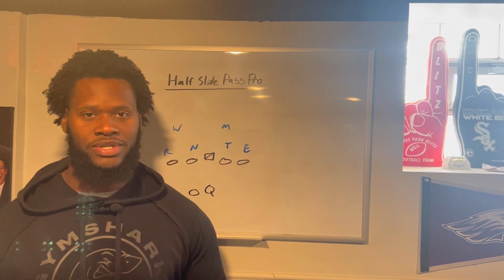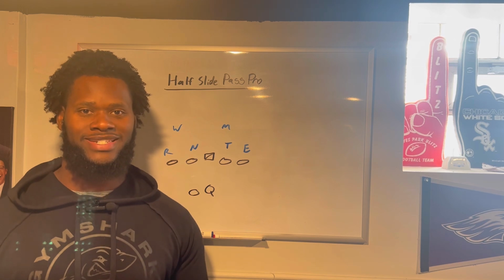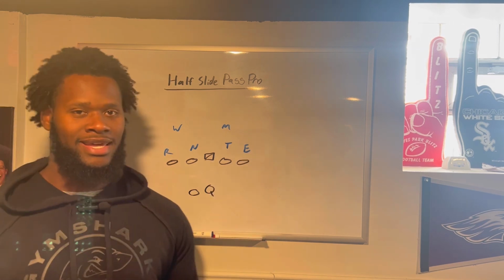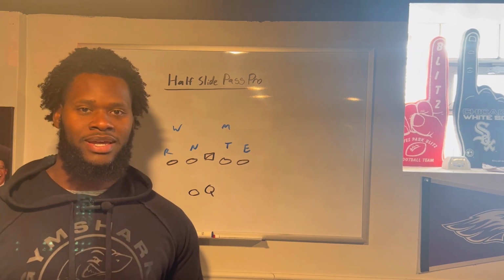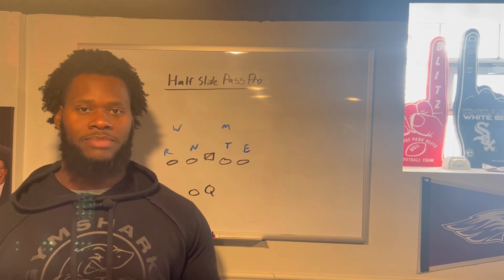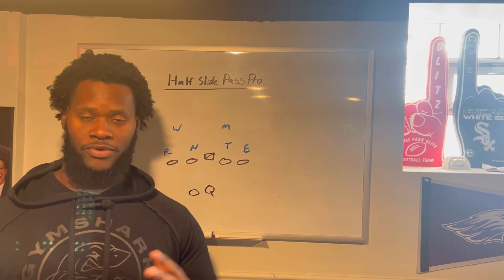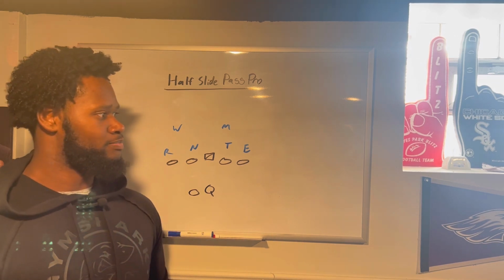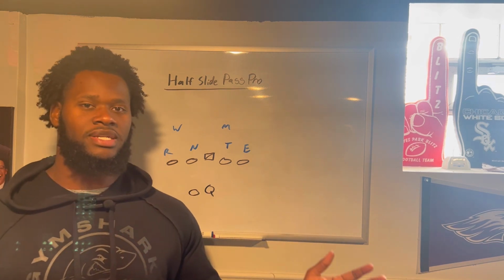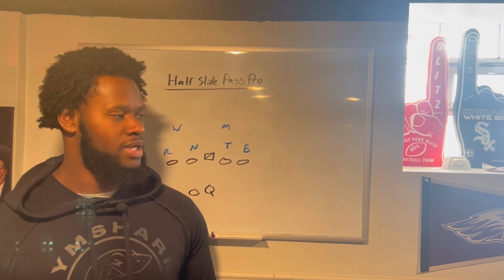Making my third video here, talking about pass protections, more specifically, half slide pass protections, and how those rules can kind of adapt and change for when you move to a five-man protection. What the rules might change, like when you're seeing an even front versus an odd front. So I'll hop right in.